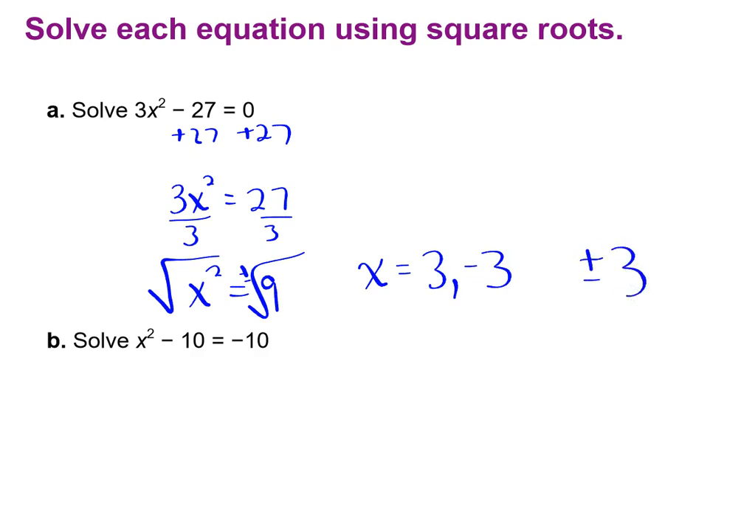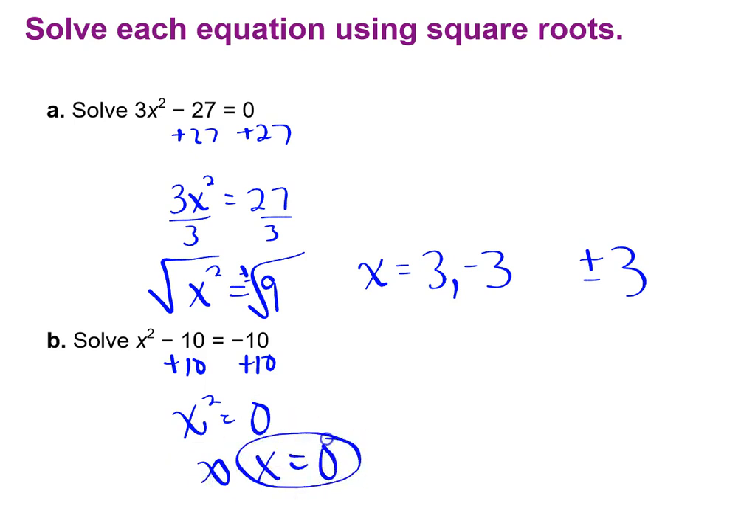This next one we look at, if we want to get x squared by itself, we would add 10 to both sides. So we get x squared is equal to 0. What's the only thing we can square and get 0? And that is 0. So for this one, we only have one solution. We just have x is equal to 0.